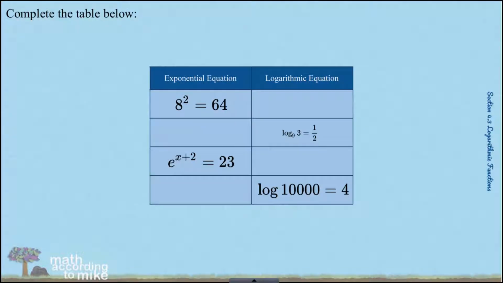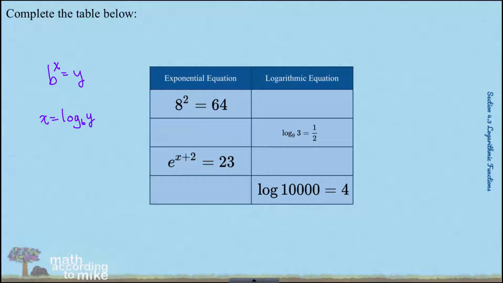So right now what we're going to do is convert back and forth between logarithmic and exponential equations. Key thing to remember, if you have an equation of the form b to the x equals y, it can be rewritten as a logarithm as x equals log base b of y. Make sure that the base in the logarithm is written as a subscript. Don't have it floating.